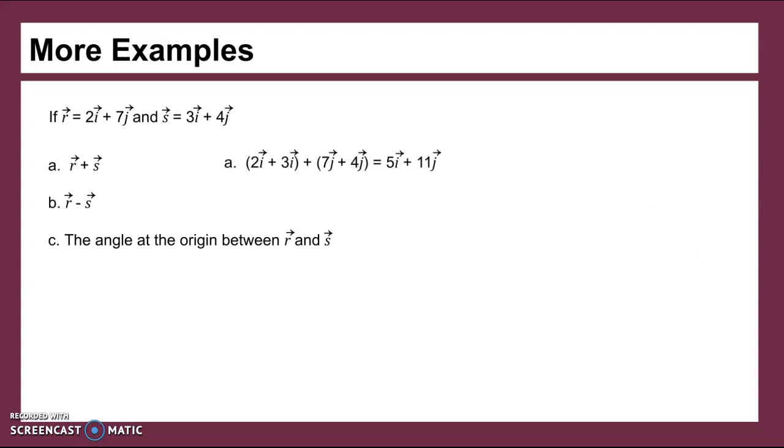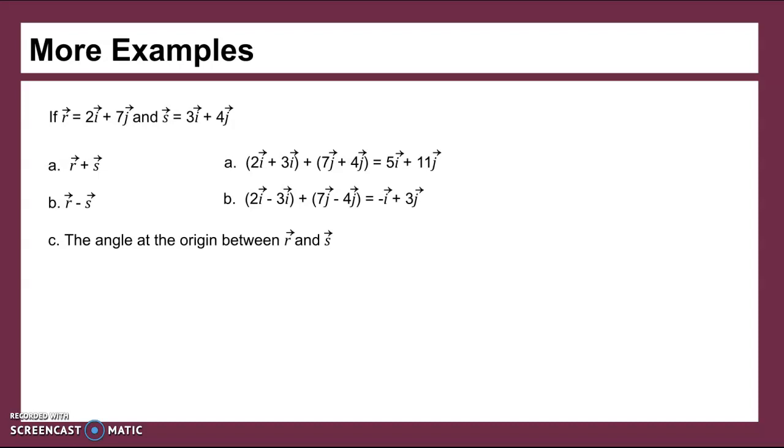More examples. So if I want to add two vectors, just add the components. So 2i plus 3i gives me 5i, and 7j plus 4j gives me 11j. If I want to subtract, just subtract. So I've got 2i minus 3i plus 7j minus 4j, that gives me -i plus 3j.